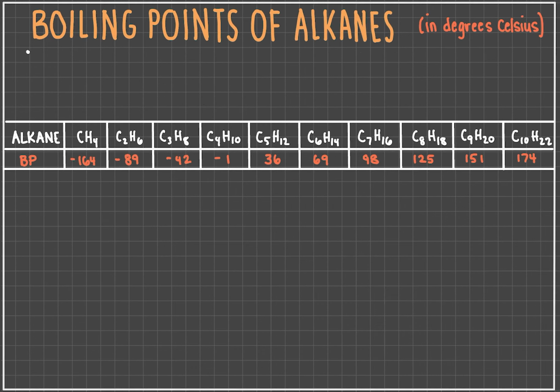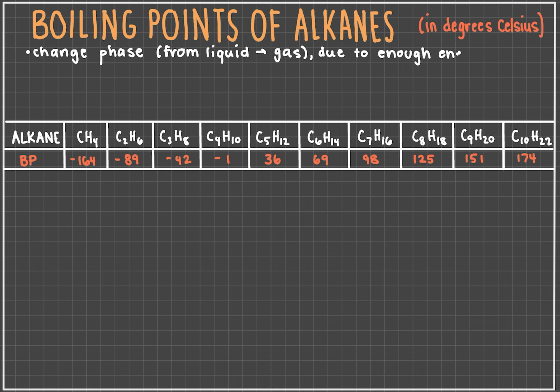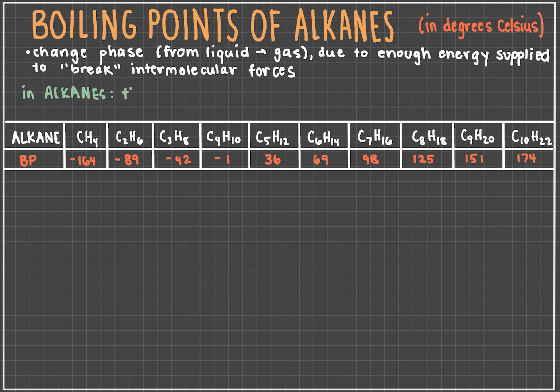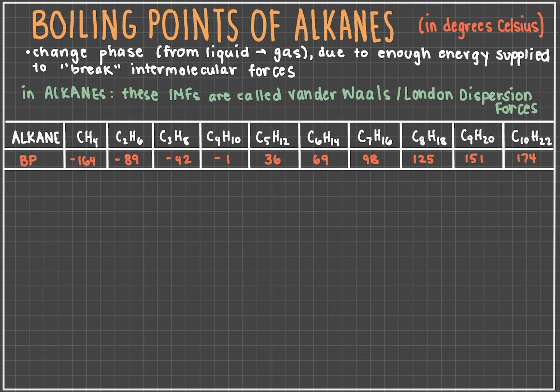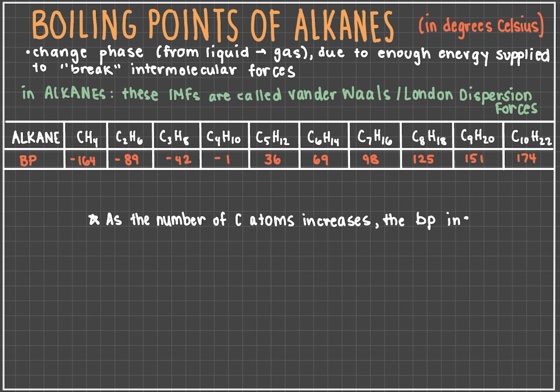Take a look at the boiling points of unbranched or linear alkanes. Boiling points, or the temperature at which liquid alkanes change phase to become gaseous alkanes, are a result of enough energy being supplied to increase the speed of the molecules and break the intermolecular forces between them. In the case of alkanes, these intermolecular forces are called van der Waals interactions or London dispersion forces. In the world of ideal gases, these intermolecular forces are zero, but in reality, molecules still interact to a small degree in the gas phase.